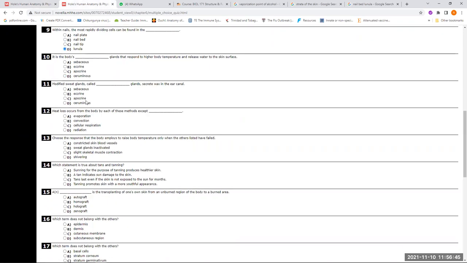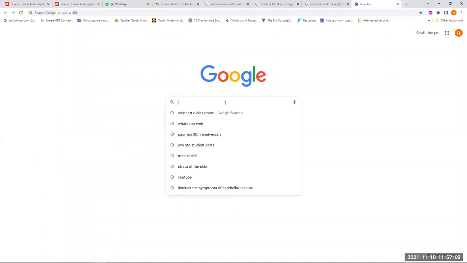Let's go to this one, 11. Modified sweat glands called blank secrete wax in the ear canal. I mentioned it earlier. So which ones? Is it sebaceous, eccrine, apocrine, or ceruminous glands? Ceruminous. Yeah. So what is another name for wax? Anybody want to make a shortened form of that word?